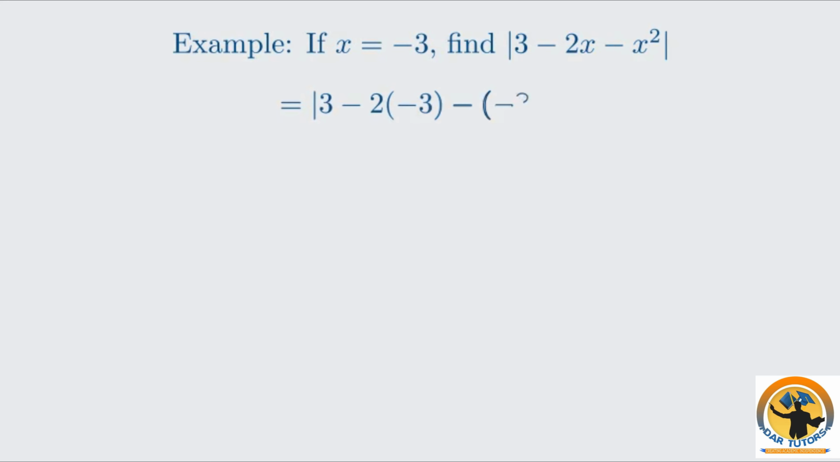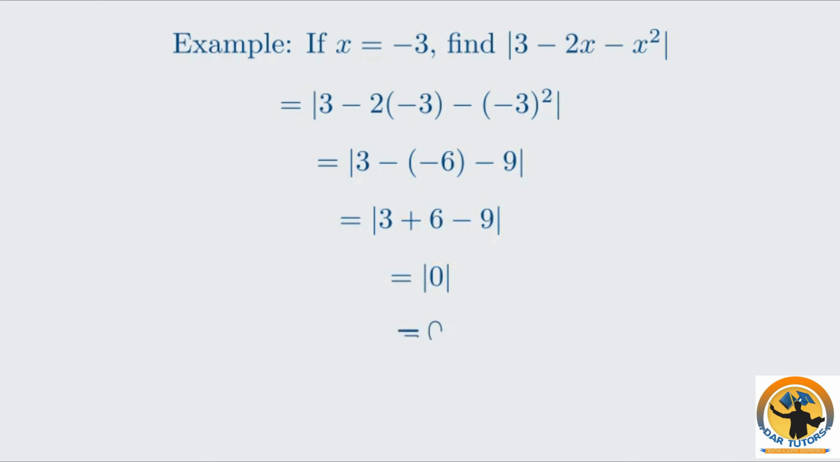Let's try another one. This time, let's find the value of the modulus of 3 minus 2x minus x squared, when x equals -3. We substitute x equals -3 into the expression. -2 times -3 is positive 6. (-3) squared is 9. So we have the modulus of 3 plus 6 minus 9. This simplifies to the modulus of 0, which is 0. The answer is 0.